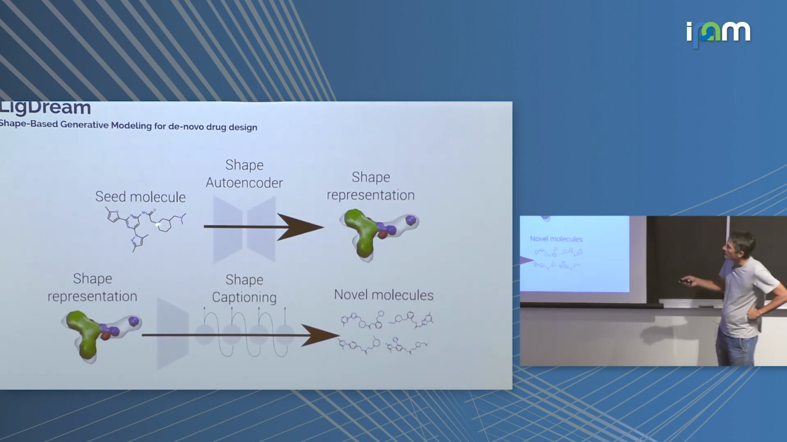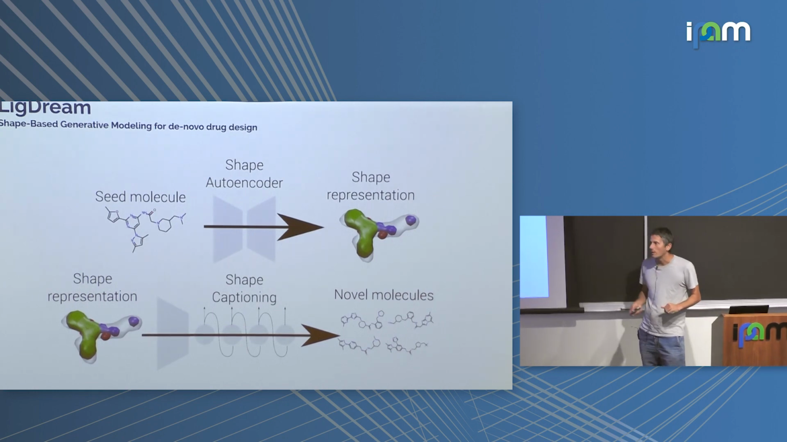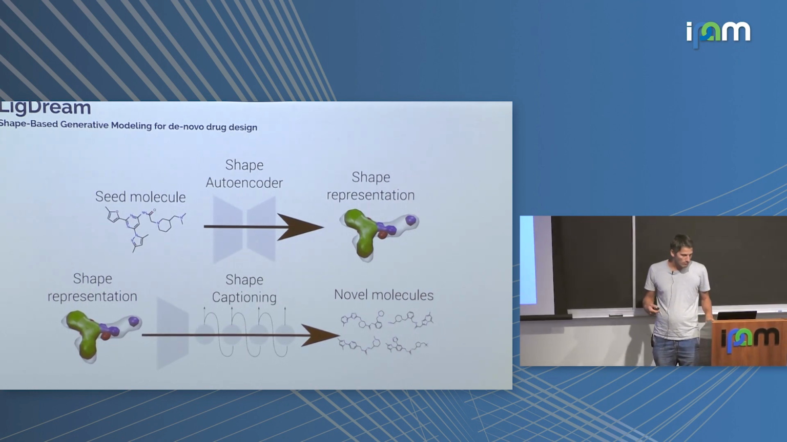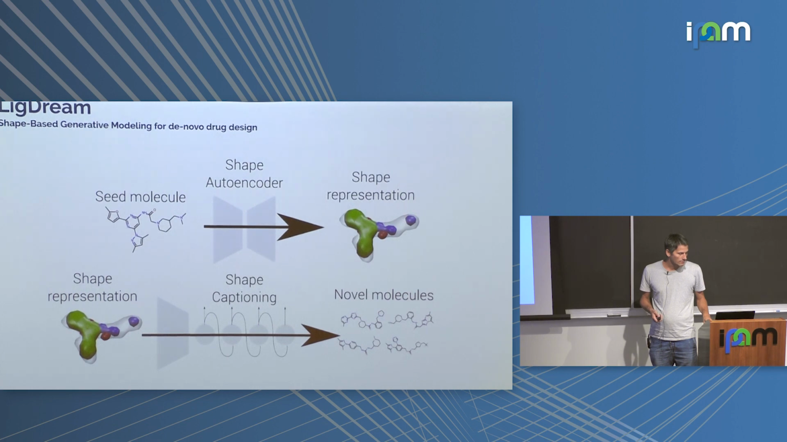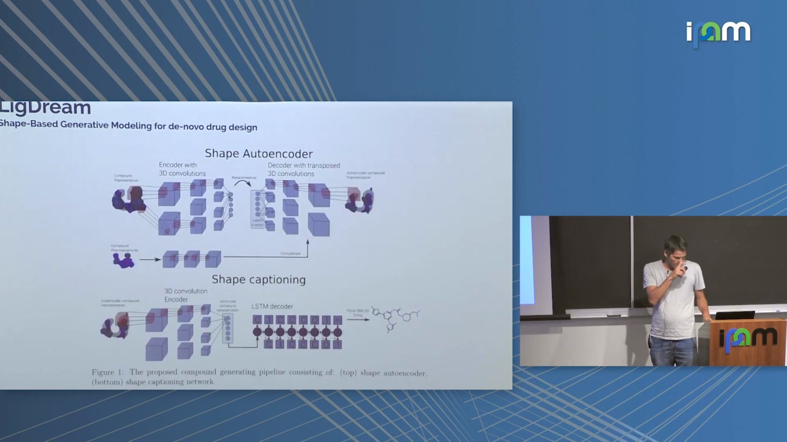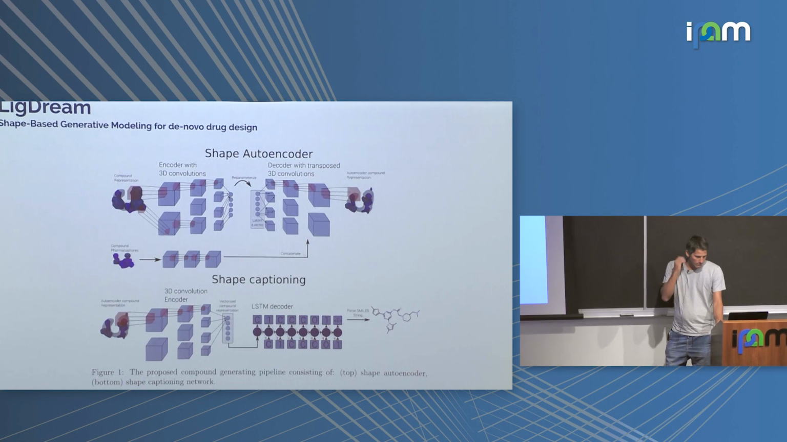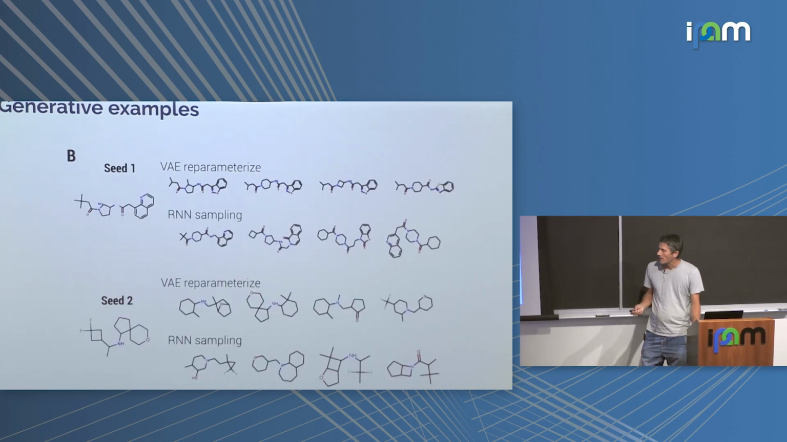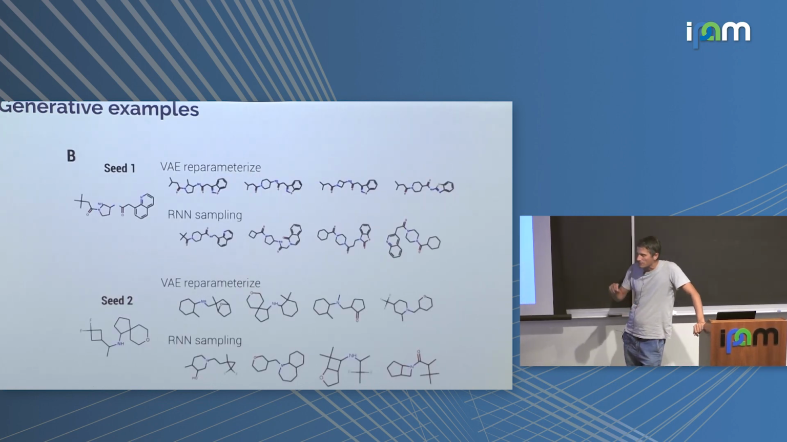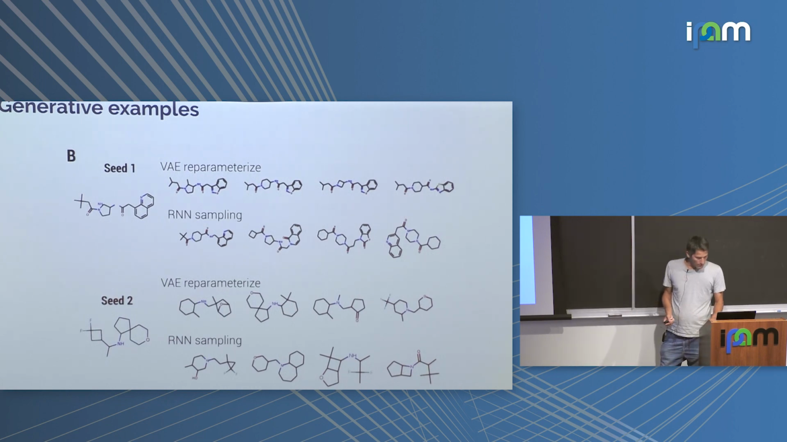So we could go from a seed molecule to generate other molecules in a generative way. And the network is very complicated for the many components that there are. But in particular, it's generative in two ways: in the autoencoder part, the variational autoencoder part, and also in the captioning. So even the captioning can change.